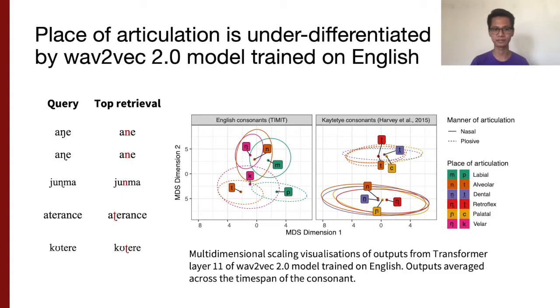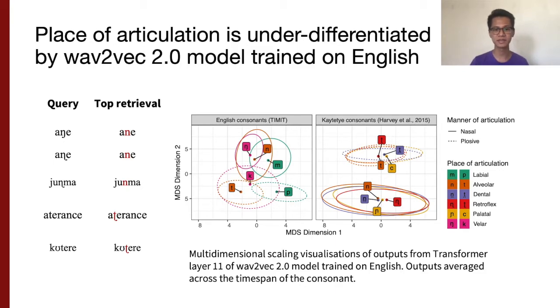Having seen this place of articulation confusion, we took a closer look at the representations by comparing how Transformer Layer 11 represents various nasals and plosives in English and in Kaytetye, which, like many Australian languages, has a large number of place contrasts. We can see from the multidimensional scaling plots here that for both Kaytetye and English, the nasals and plosive manners end up in two separate clusters.